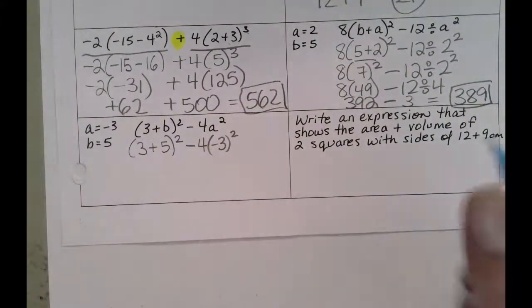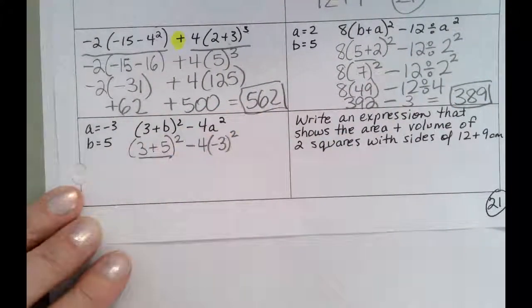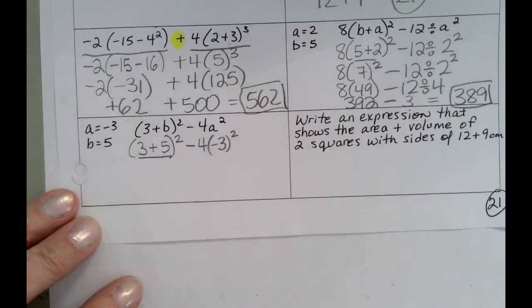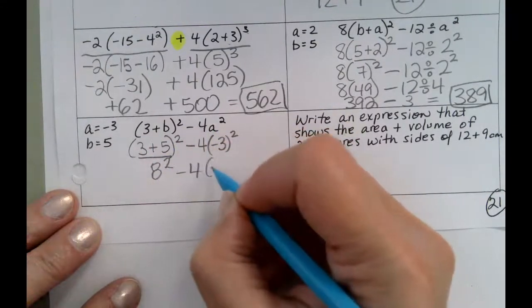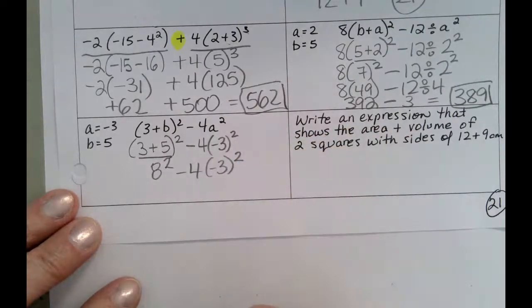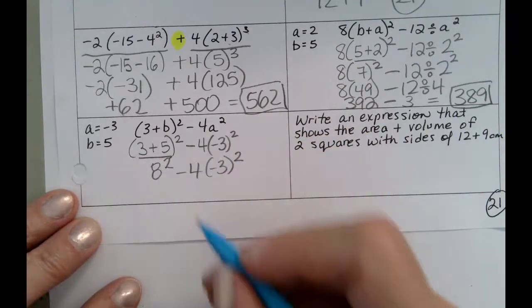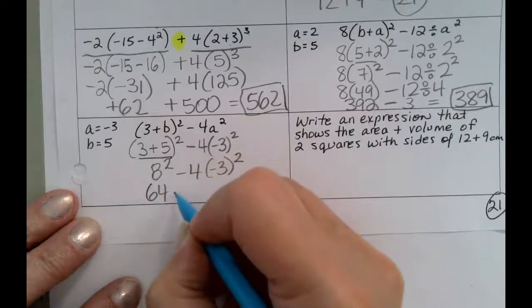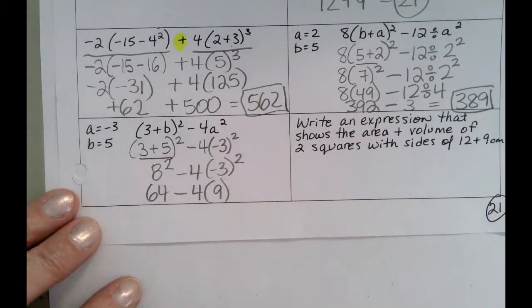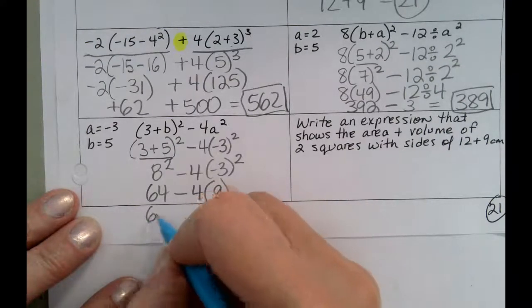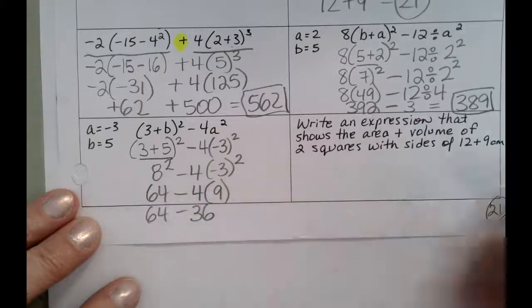All right. So I'm going to go and do that. All right, because that's brackets. 8 squared minus 4 times a negative 3 squared. Then I'm going to go do all my exponents. 64 minus a 4. Did we get a positive 9? Did we remember that squaring a negative gave me a positive? And then I get 64 minus a 36.